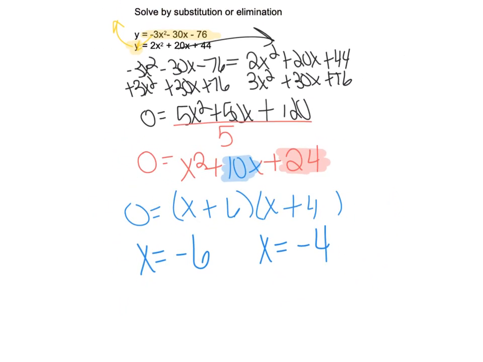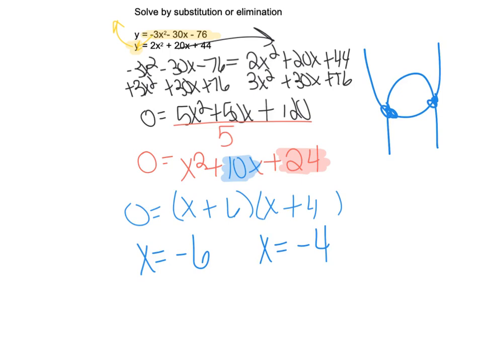Remember, we started with two equations, which means that these two parabolas are going to cross at 2 points. So we have the x values for those 2 points. We need to find the y values, which means we need to go back and substitute -6 in for x to figure out y, and then substitute -4 in for x to figure out y.